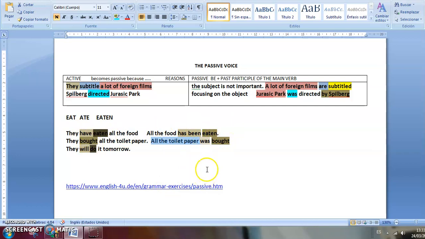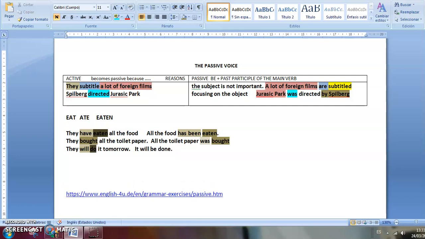Okay? Very easy. We have here, they will do it tomorrow. So we know it's future. Alright, we don't have to think about anything. It is the subject now because it's the object, no? It. And now, future. Future of be, okay? Will be. And now, past participle. Done. Alright? Not difficult, is it?